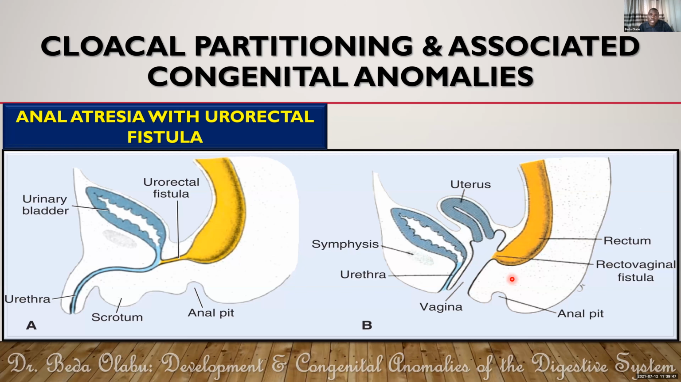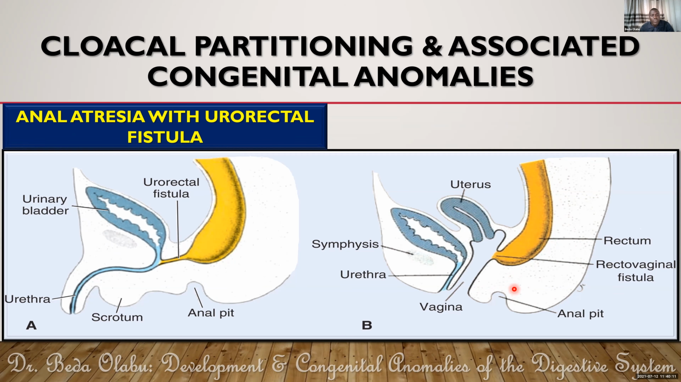Because in the first image I've shown you, stool has nowhere to go. There's anal atresia and stool has nowhere to go. But you may also have anal atresia, but stool has somewhere to go. So when stool has somewhere to go, it means there's a fistula.